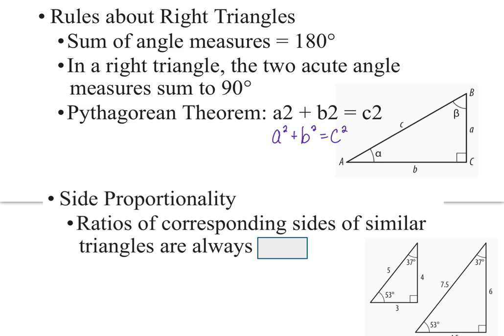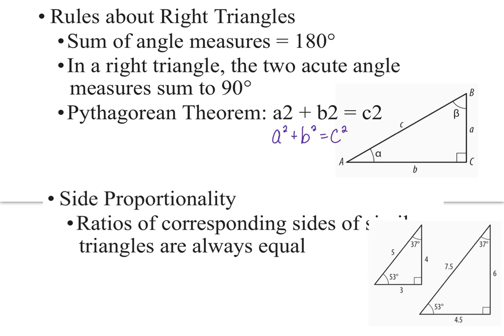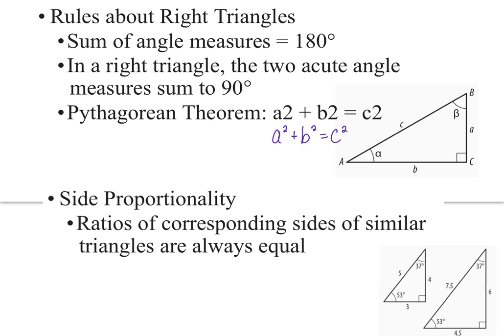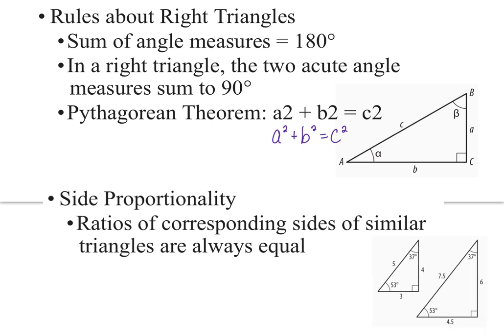Side proportionality: ratios of corresponding sides are always equal. That means if I set up a fraction, 5 over 7.5 will equal 4 over 6, which will equal, I messed that up, 3 over 4.5. So they create the same ratio between the sides.